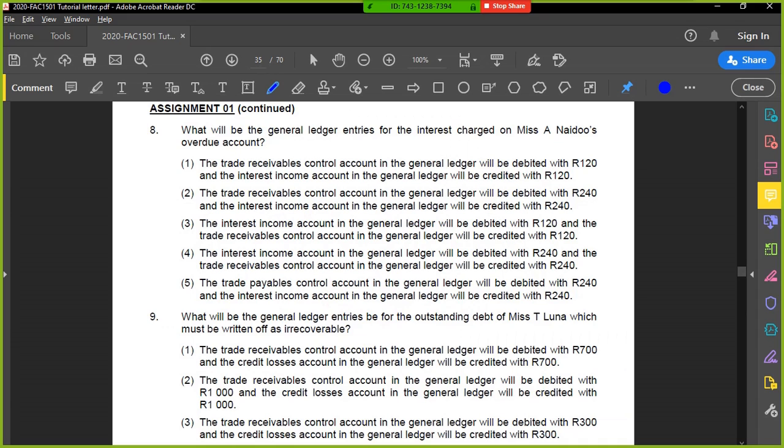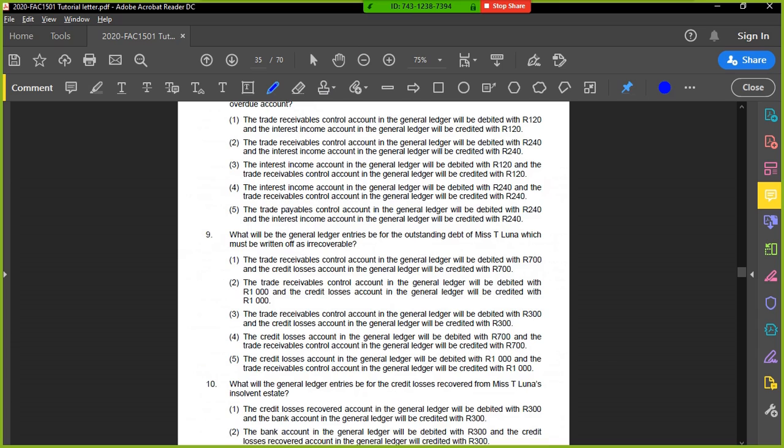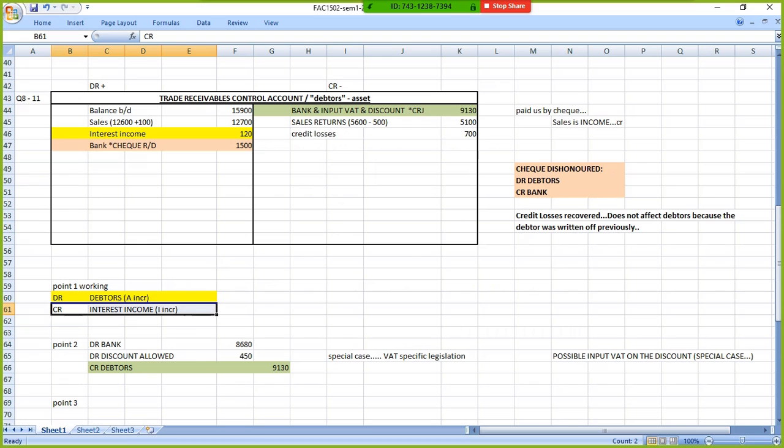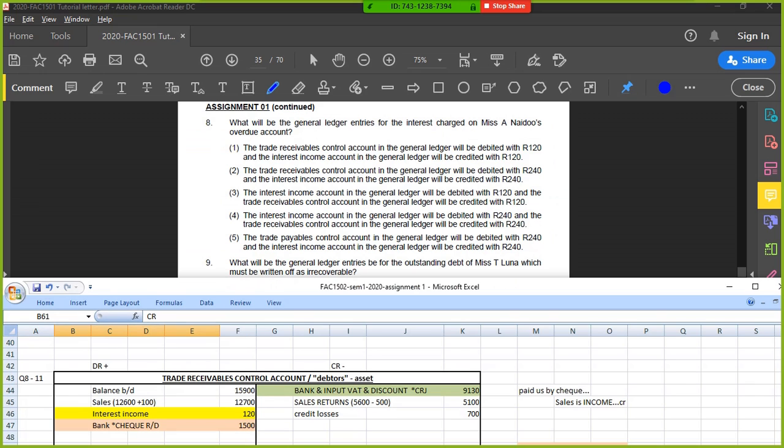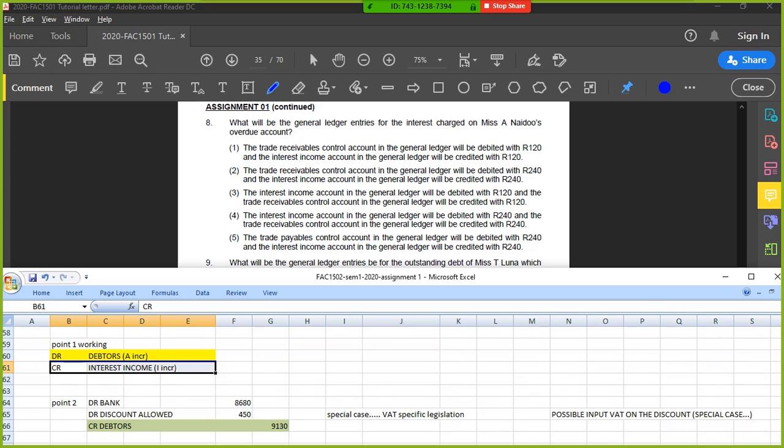Right. Okay, let me put this on and then I can see it. There are so many options there. Okay, let's look at it. Where's my working? Here. All right, trade receivables control account in the general ledger will be debited with 120. That's correct. And the interest income account in the general ledger will be credited with 120. That's also correct. That looks good.